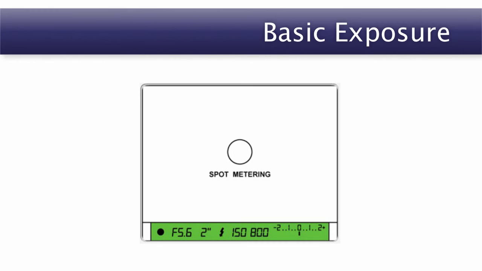Spot metering is limited to a single metering circle in the center of the frame, and usually with an angle of view somewhere between 12.5 degrees down to a 1 degree spot. This system allows you to take an exposure reading for a more defined target area.